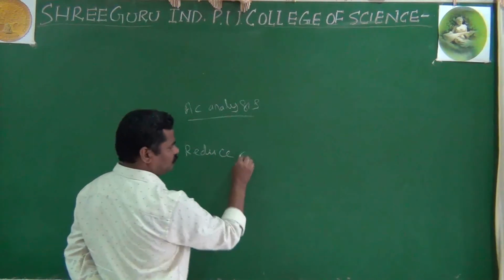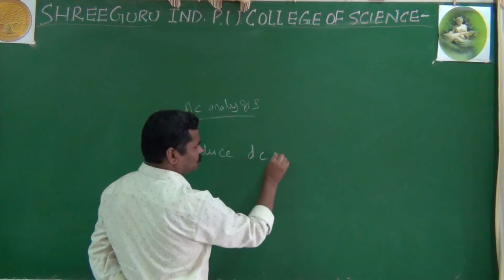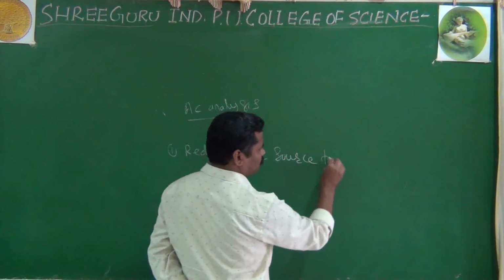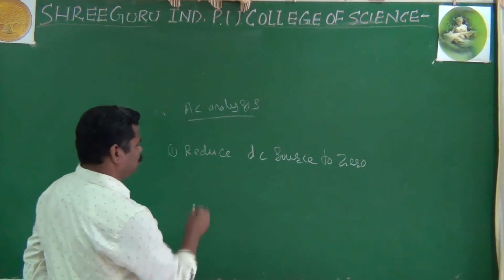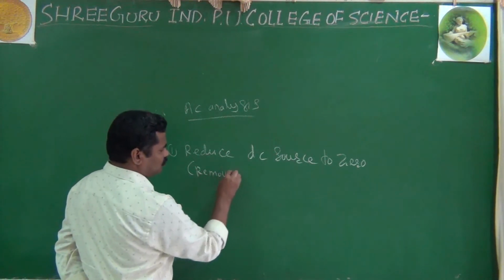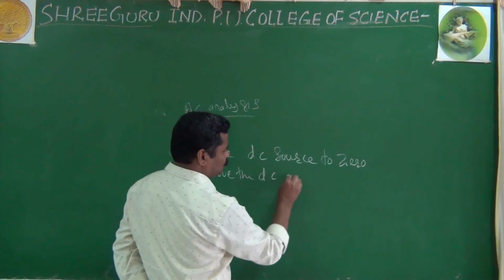So the first condition for AC analysis: reduce all DC sources to 0. Or you can write it another way: remove the DC source.